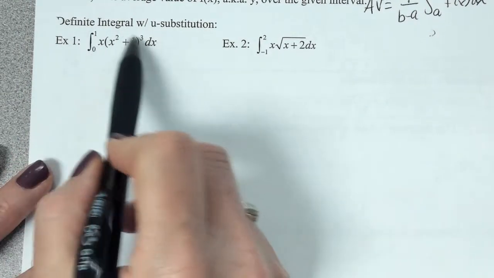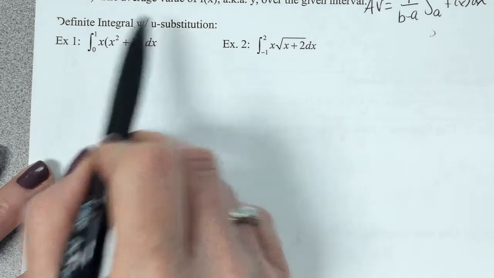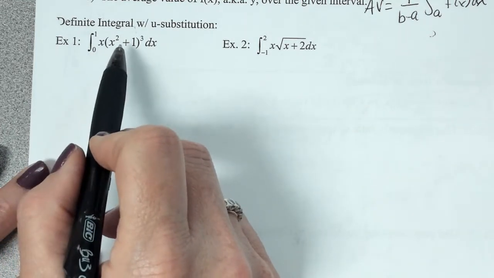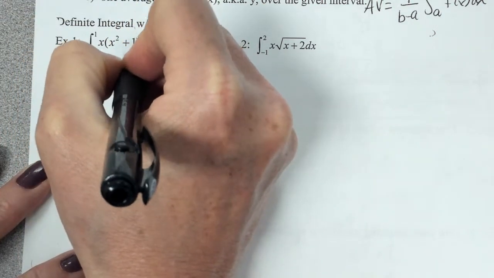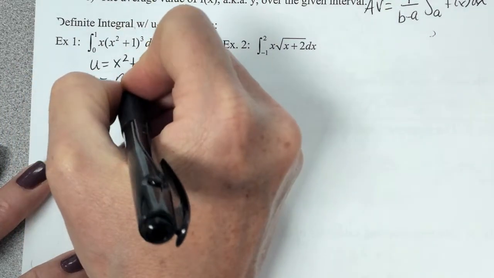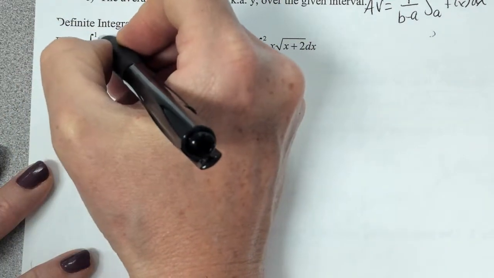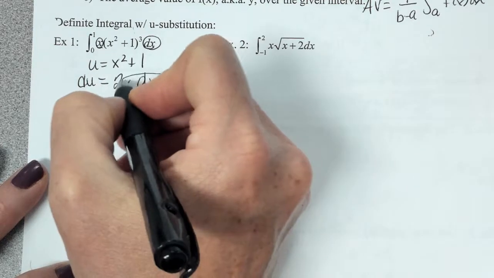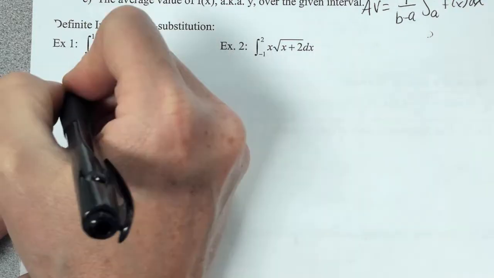All right, so this is one thing we have not done, is a definite integral with a U-substitution. All right, take a look. Brandon, what are we going to let U equal? X squared plus 1. You got it? U is x squared plus 1. That derivative is going to be 2x dx. We want to replace the x dx. So what's the x dx? What am I going to have to do to get the x dx? Multiply by 1/2.